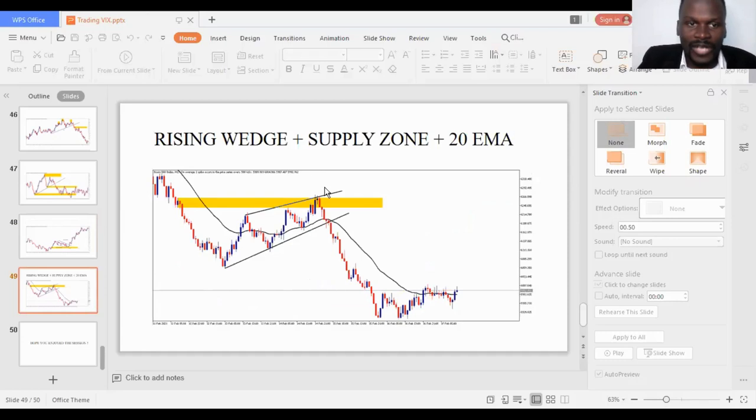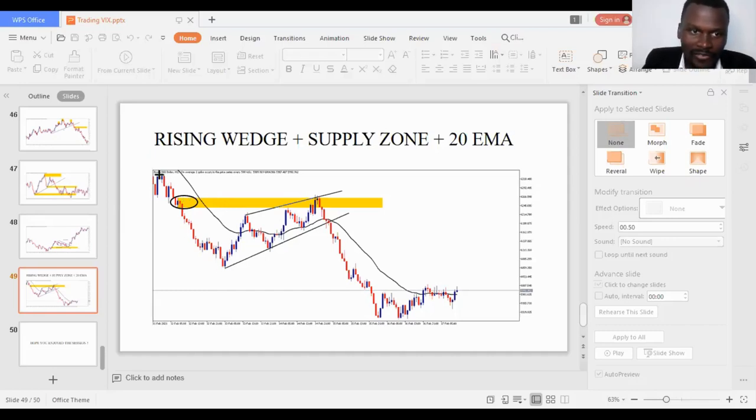Then we have an example of the rising wedge. Yeah, you can see here is a rising wedge. Price is in a downtrend. Most people would have started buying without knowing exactly that we're still in the seller's market. They've started buying, but you can first spot the area of supply here. This is an area of supply.